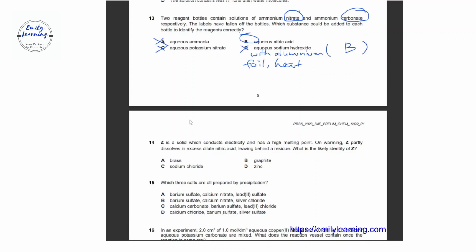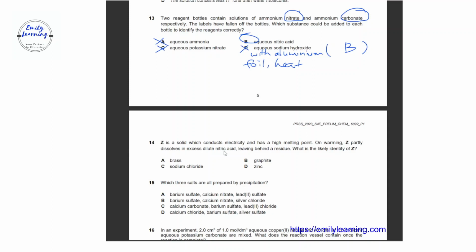Let me show you. So let's take a look at here. If you look at ammonium, if you add sodium hydroxide and heat it, you'll get ammonia gas. For nitrate, you add sodium hydroxide, then add aluminum foil, then warm, you get ammonia gas.